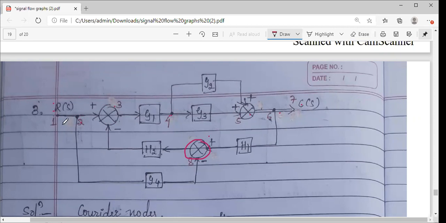You see, I have started the numbering with the leftmost, that is from 1, 2, summing point 3, takeoff point 4, summing point 5, takeoff point 6. What I have told you, extreme right side should be your output node. The last node should act as an output node. But here, the way they are connected, after takeoff point 6 we can see the takeoff point has a connection to 7 and also a connection to 8.